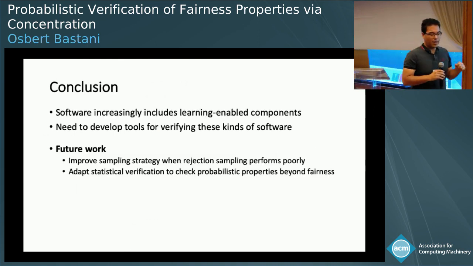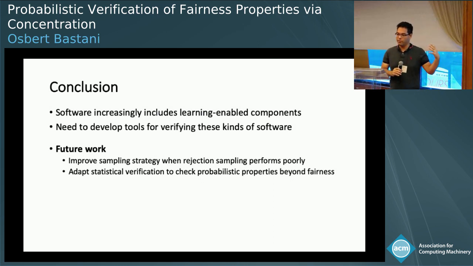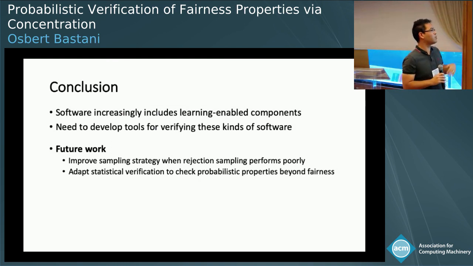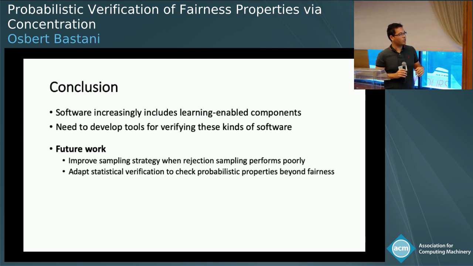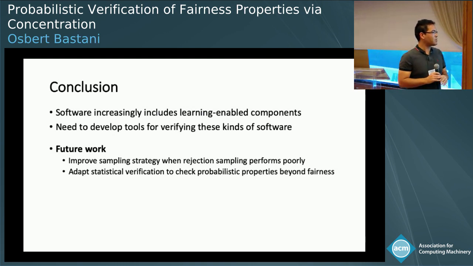So just to conclude, software is really starting to use more and more learning-based components, and it's really important that we develop new techniques for verifying these kinds of software and the corresponding properties that we care about. I think fairness is one of the key properties. In addition, there are also other important properties such as robustness, safety, and so forth. Future work on our approach includes trying to improve the sampling strategy when rejection sampling performs poorly, and also adapting statistical verification to check properties beyond fairness. Okay, thanks for listening, and I'll be happy to take any questions.